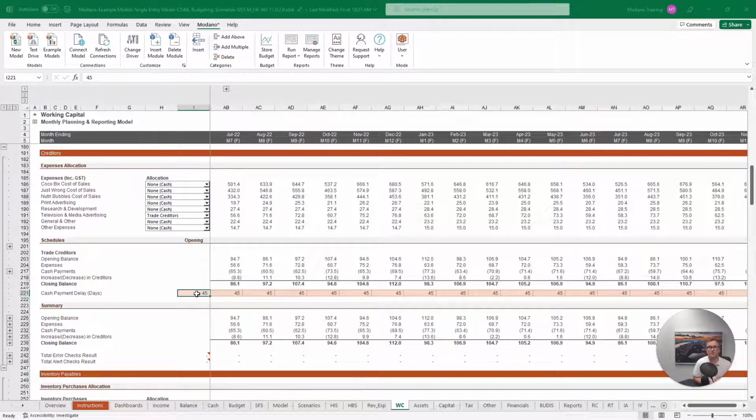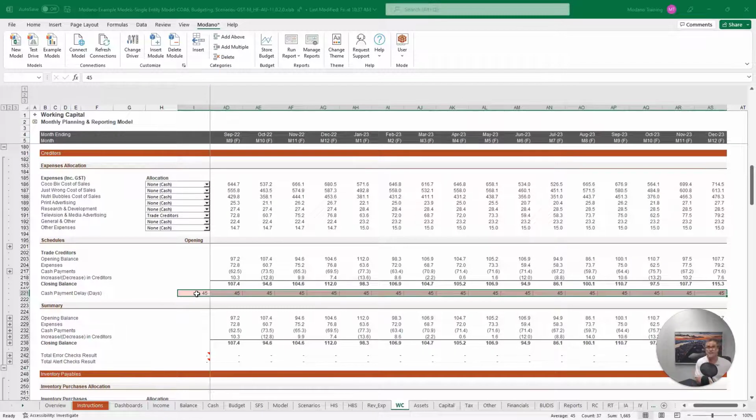If we assume we're going to pay our creditors over a longer period than 45, we can adjust our assumption to, say, 60 days. As we adjust this assumption, you can see that our creditors balance goes higher. As we increase our cash payment delay assumption, you can see that we have a higher creditors balance month to month. This is reflecting the assumption that at any point in time we have a greater amount of expenses owing to creditors, therefore we're maintaining higher cash at bank, and we need to adjust for this with a higher creditors balance on the balance sheet.